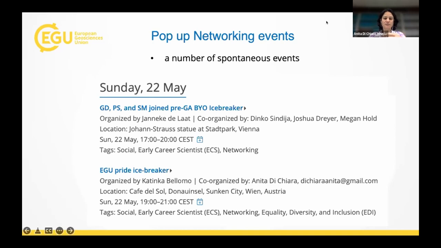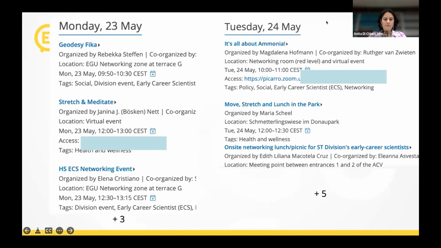In this case, for instance, the first line is from the GD, PS, and SM divisions together, outside the Vienna Centrum, offsite. There are others that are inside the Vienna Centrum, and others that are online. On Monday there are several events, and as I show you, they say HS events, and some events organized by the work life balance group. Also on Tuesday, on the same line, there's move, stretch, and lunch in the park, and an online and on-site networking picnic for ST divisions, early career scientists.